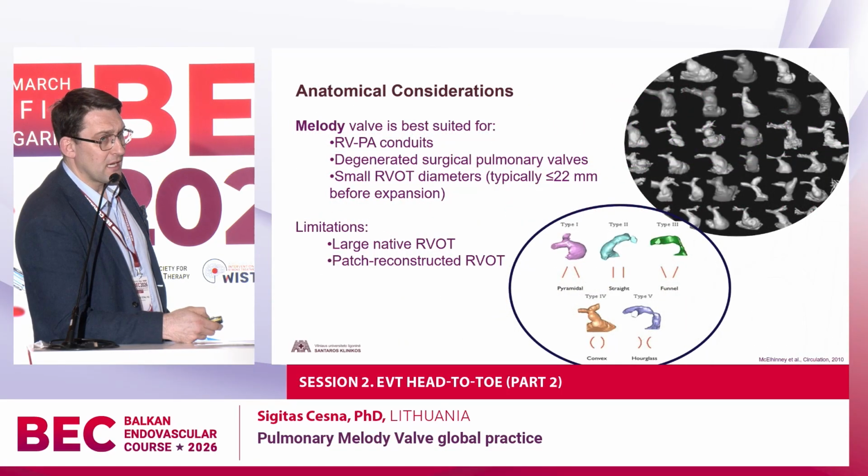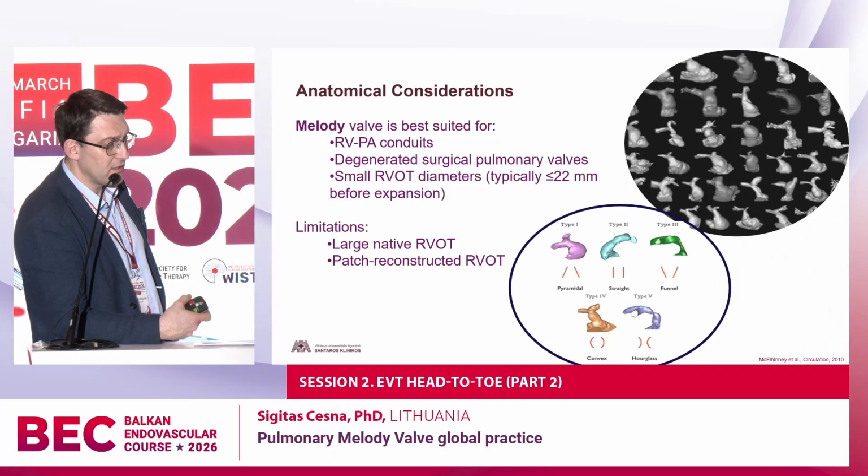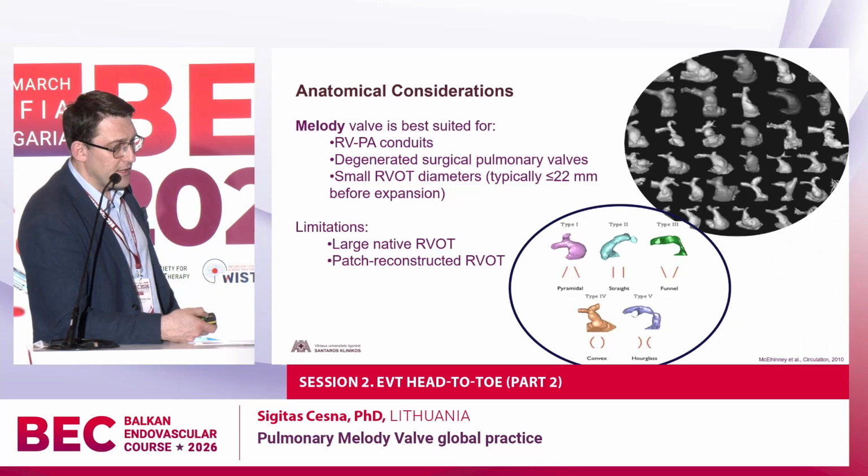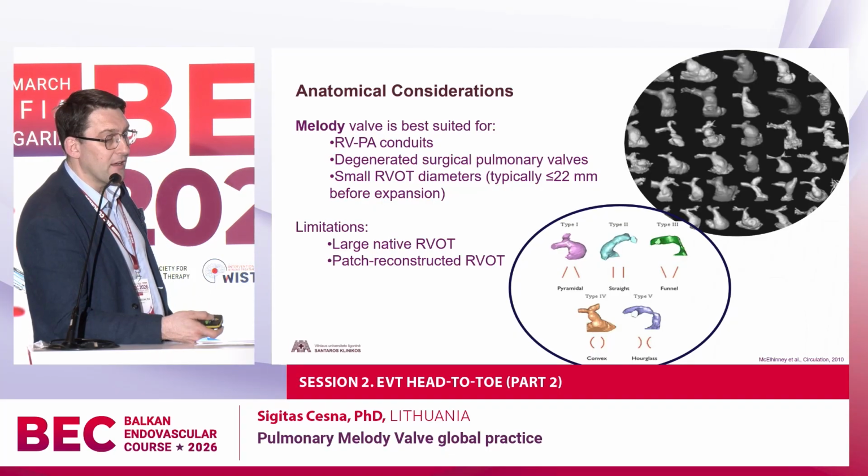Regarding the anatomies after the surgery, the conduits or the pulmonary arteries may have different shapes and different problems. They may have type 1, like aneurysmatic dilatation of the RVOT, which is not very good for the pulmonary valve implantation because the landing zone has a very short neck. The most favorable is type 2 with a straight landing zone, as well as type 5.